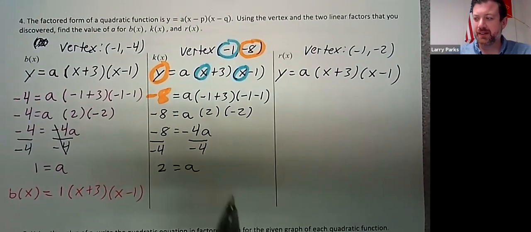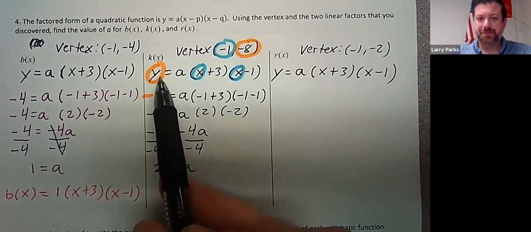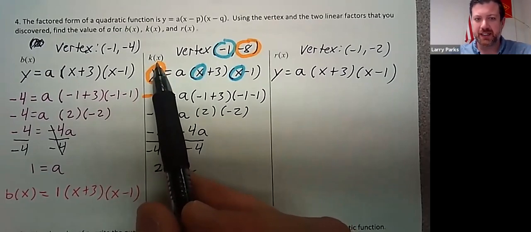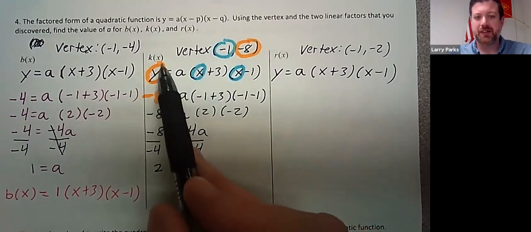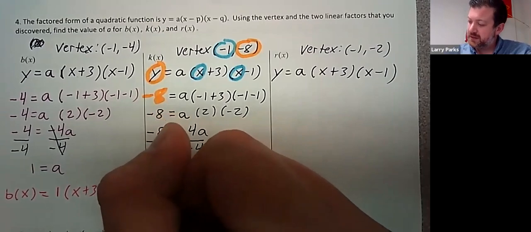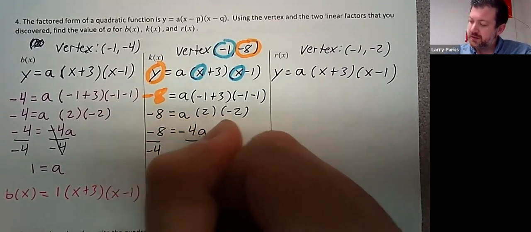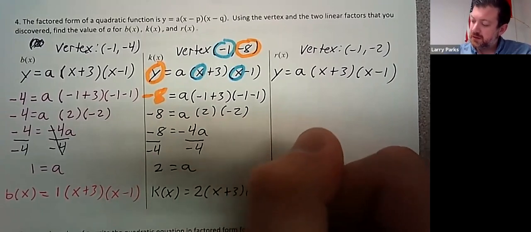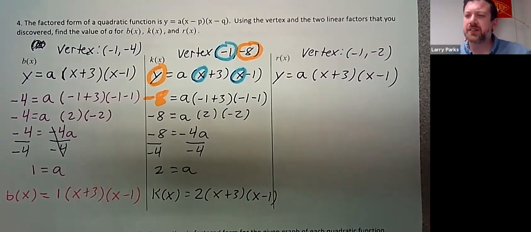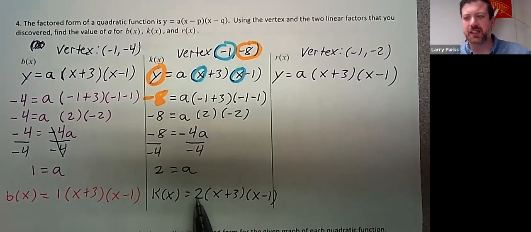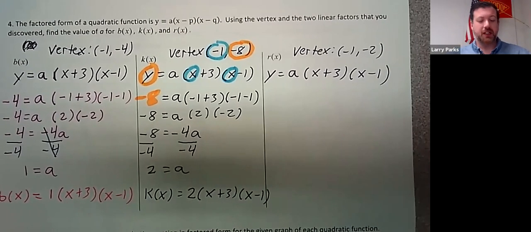So when I plug in and I tell someone the equation, since it's k of x, or you could put y, I'm going to say k of x is 2x plus 3, x minus 1. By the way, if they don't tell you a piece of information for a point or vertex, then just leave it as an a. Okay. All right, one more.